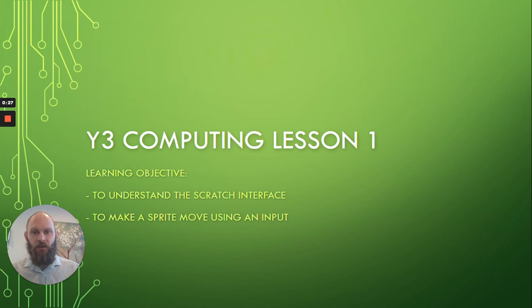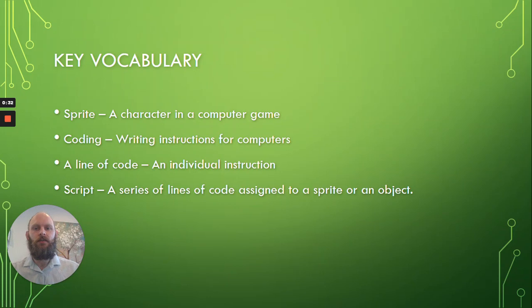So, first things first, let's make sure that we understand some of that vocabulary. I said we're going to make a sprite move. Well, a sprite is actually a character in a computer game. And we're also going to be using an input. So this is something that we can plug into the computer, a button pressed or a sound. It's a trigger of some kind.